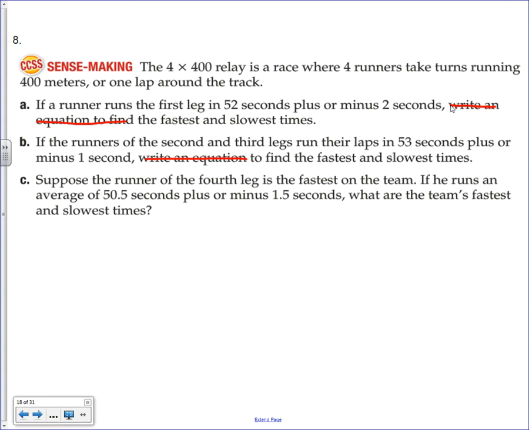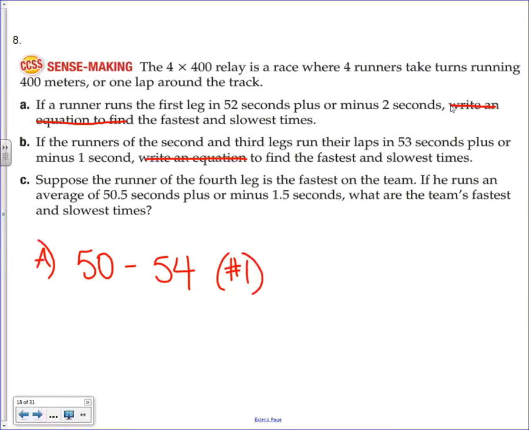Part A. If the first runner runs the first leg in 52 seconds plus or minus 2 seconds, that means the time could either be lower than that by 2 seconds, which would be 50, or higher than that by 2 seconds, which would be 54. So that's runner number 1.